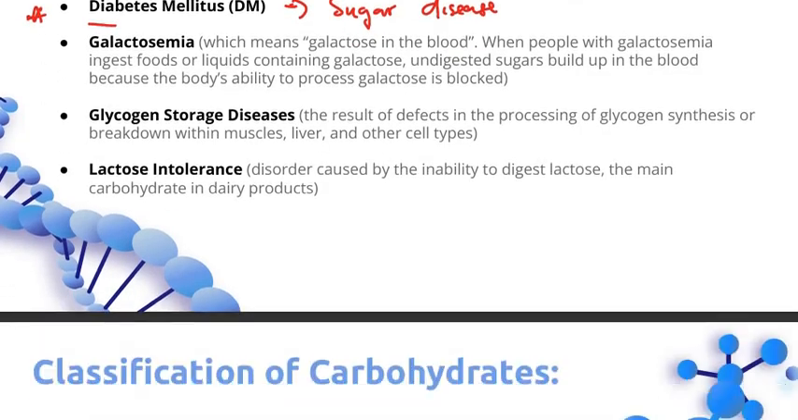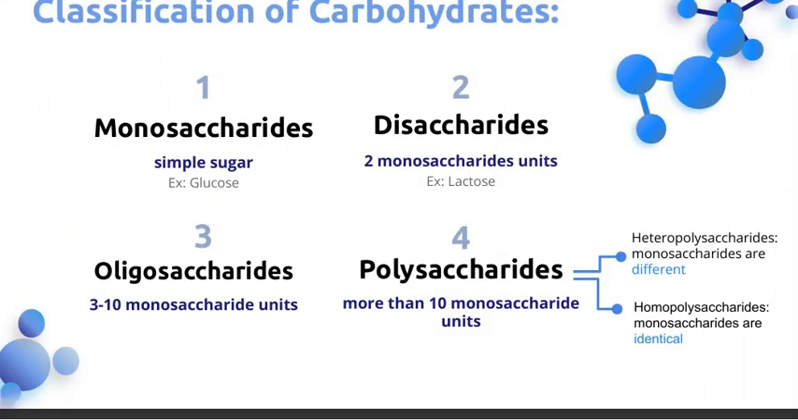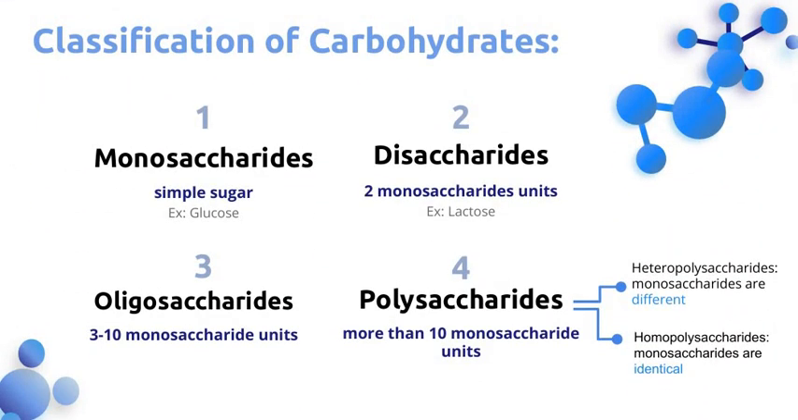Now, back to what we're interested in. So you just want to learn this and pass, right? That's what we want to do. So now here is the classification of carbohydrates. We have 4 major classes of carbohydrates.